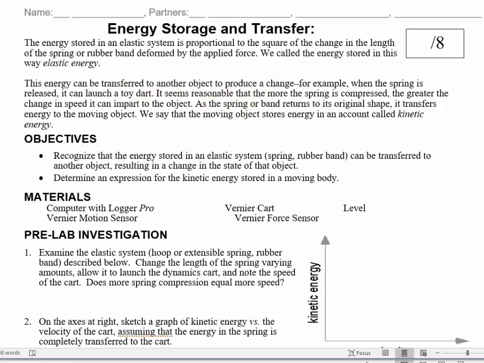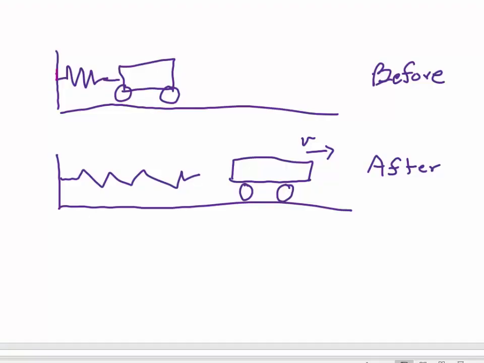So what you're going to do is you're going to do a setup kind of like this, where we've gone ahead and we've taken our cart, and we've compressed a spring, as you can kind of see right here. We know that the work that this thing can do is going to be equal to 1/2 multiplied by k multiplied by x squared, where k is the spring constant and x is the amount of compression.